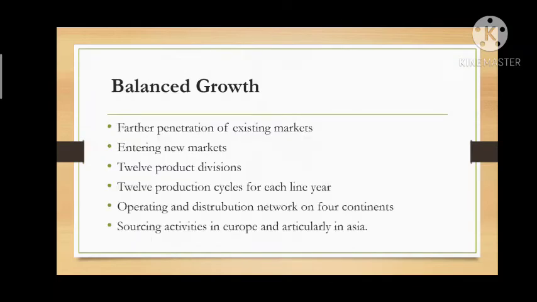So this is the balanced growth. Balanced growth: further penetration of existing markets, entering new markets, 12 product divisions, 12 product cycles for each line per year, operating and distribution network on four continents, sourcing activities in Europe and particularly in Asia.